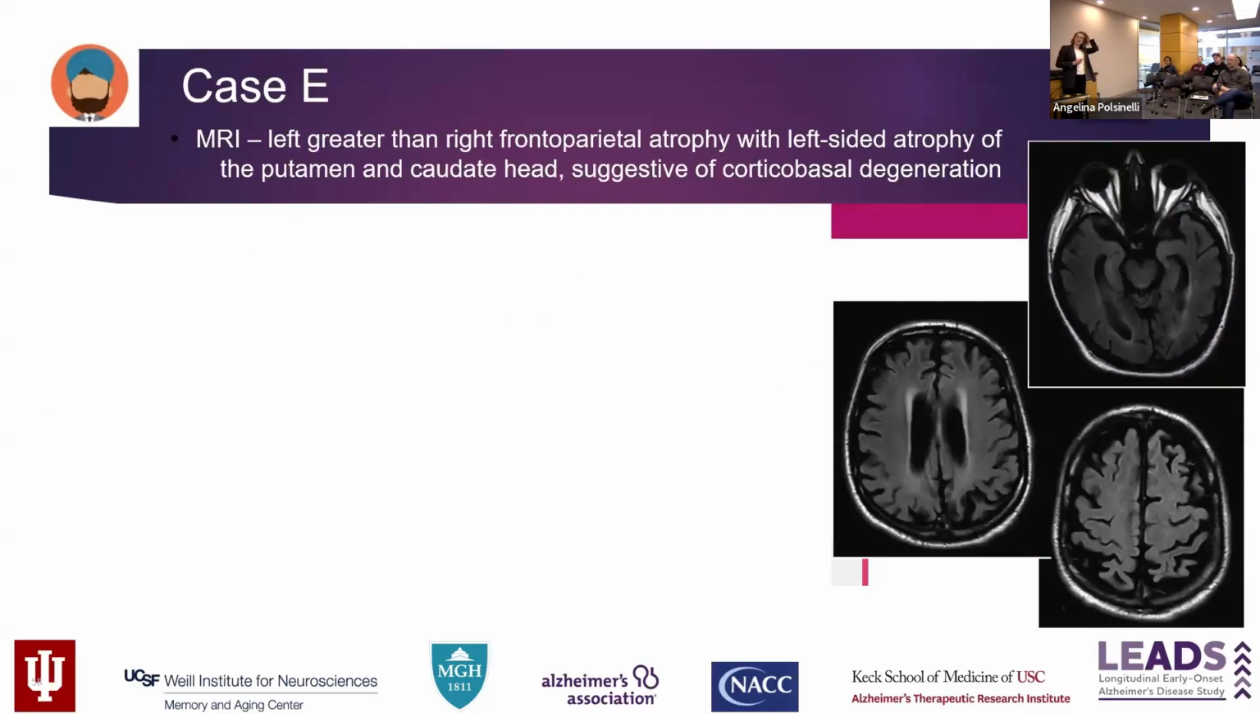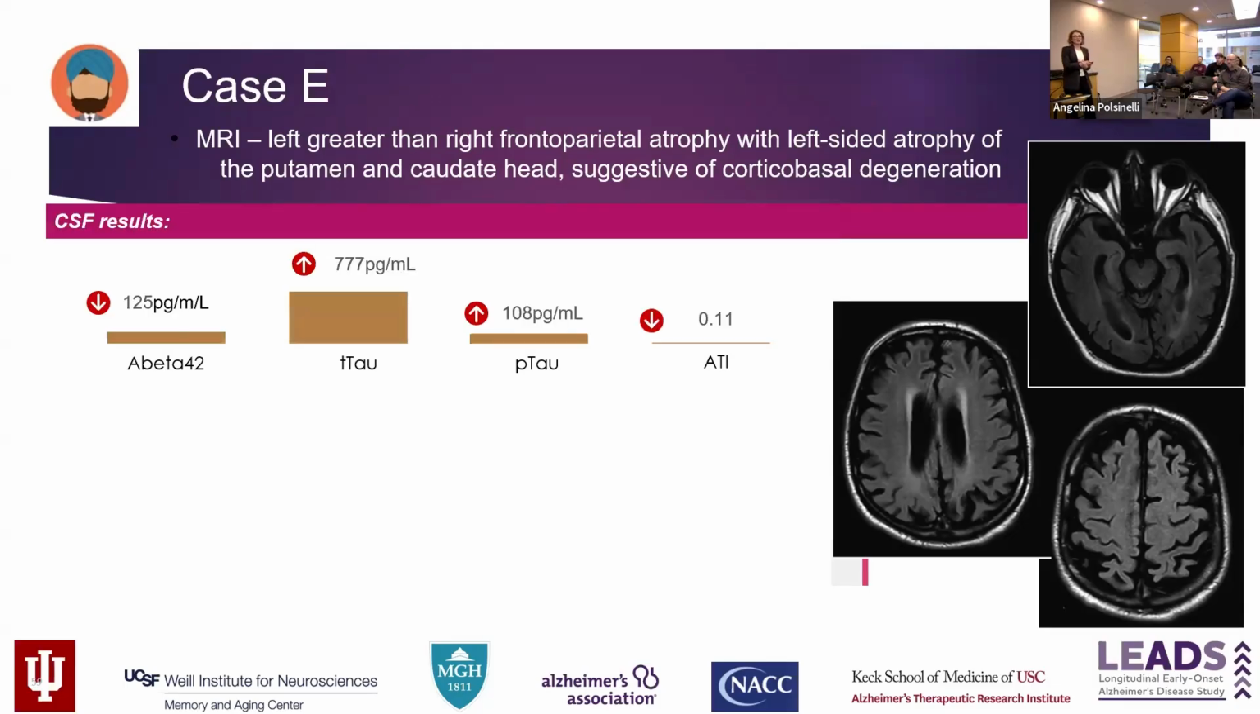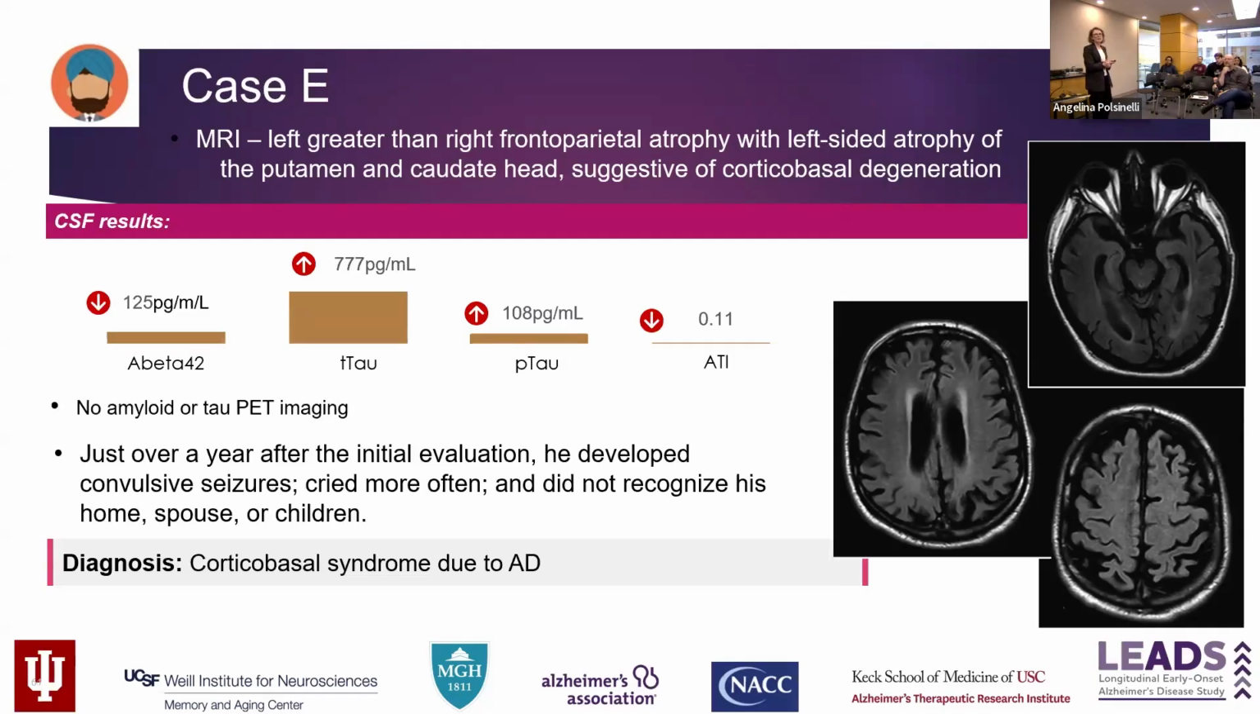In terms of his MRI, he showed left greater than right frontal parietal atrophy, left-sided atrophy of the putamen and caudate head, which raises suspicion for something like corticobasal degeneration. His CSF was positive for AD, though. We didn't have any amyloid or tau imaging for him, and he was diagnosed with corticobasal syndrome due to AD. So he was 55. Yeah. Just over a year after the initial evaluation, he developed seizures. He cried more often, and he didn't recognize anyone. Yeah, it was incredibly sad.